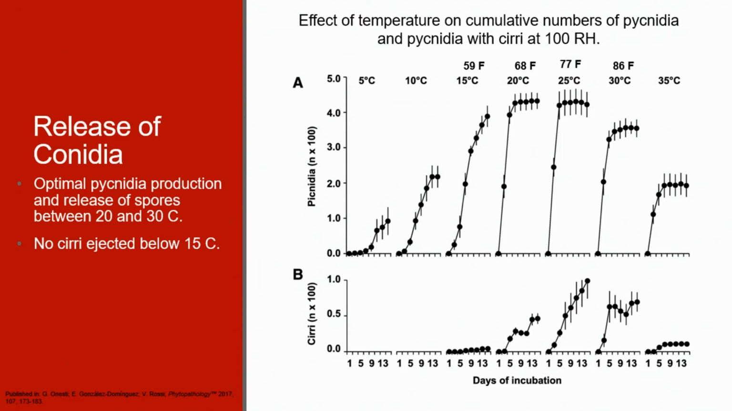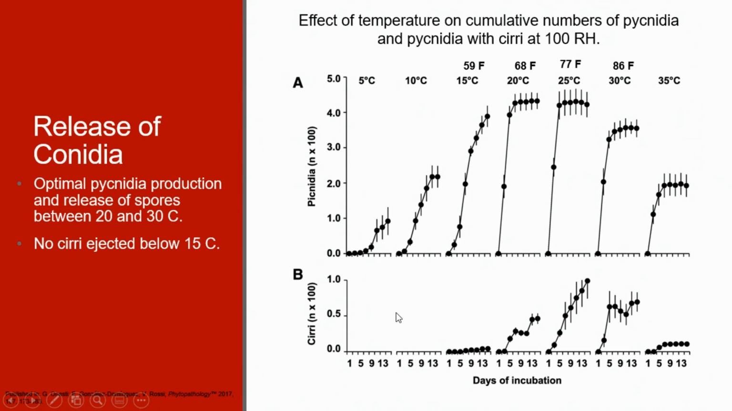In this graph, you can see that pycnidia were produced between 5 and 35 degrees Celsius at 100% humidity, but optimal production of pycnidia occurred between 20 and 30 degrees Celsius. So right here, 20, 25, and 30 degrees, you get optimal production of pycnidia, which corresponds to 59 to 77 degrees Fahrenheit.